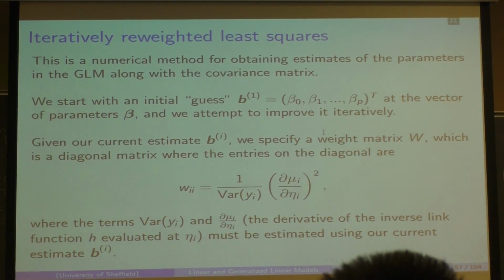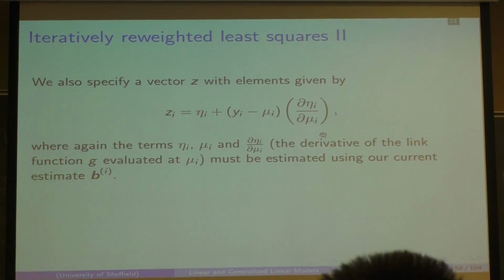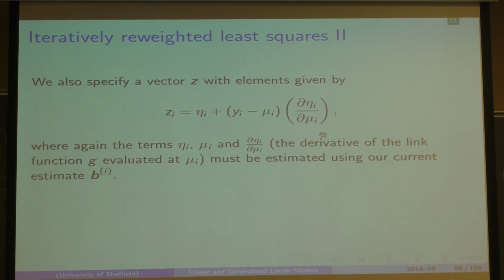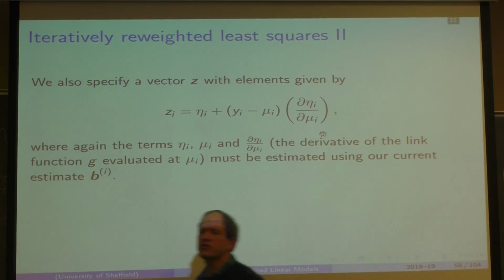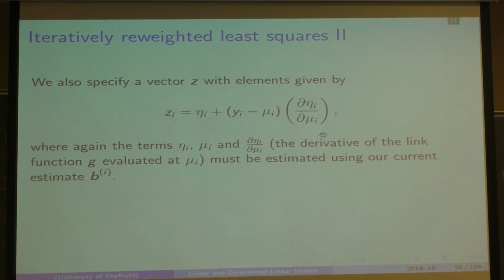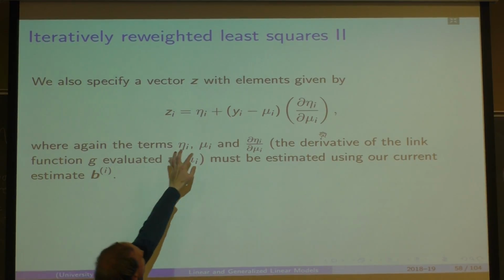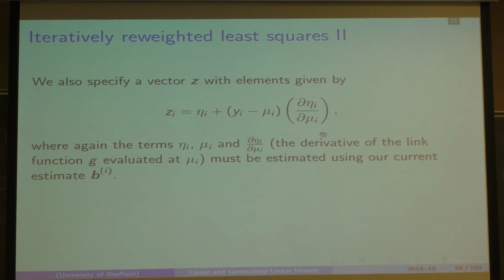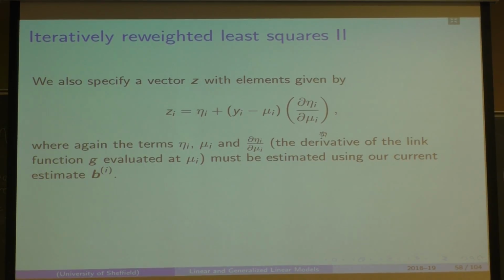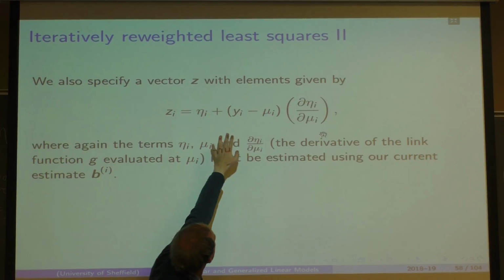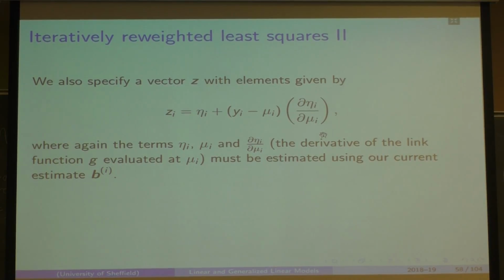Okay, so those are our weights. And now we'll calculate a vector which we're going to call z. This is related to the data. Essentially, it's a transformation of the data to deal with the non-linearity that is inherent in generalized linear models because of the link function. So instead of actually using the data values themselves, we use this, which deals with the non-linearity. You can see that we've got the yi themselves here, but we have this correction to deal with non-linearity.